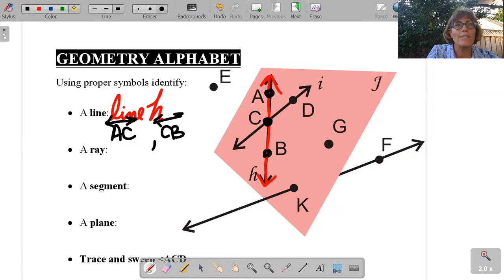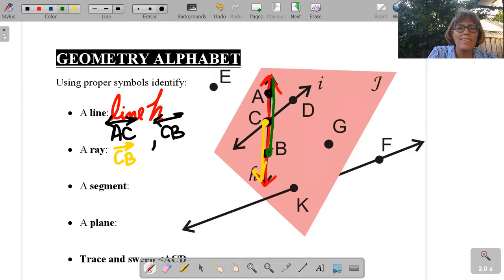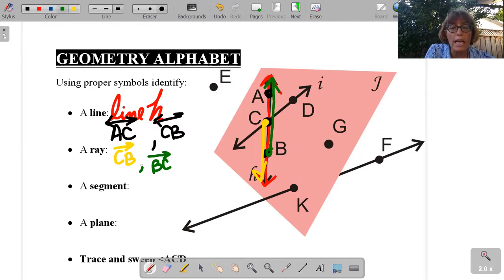A ray is a portion of a line. So if I were to go like this, that ray starting at C, I would call it ray CB. If we go this way, we would call that ray BC or BA. They're not interchangeable. Unlike a line, order matters.